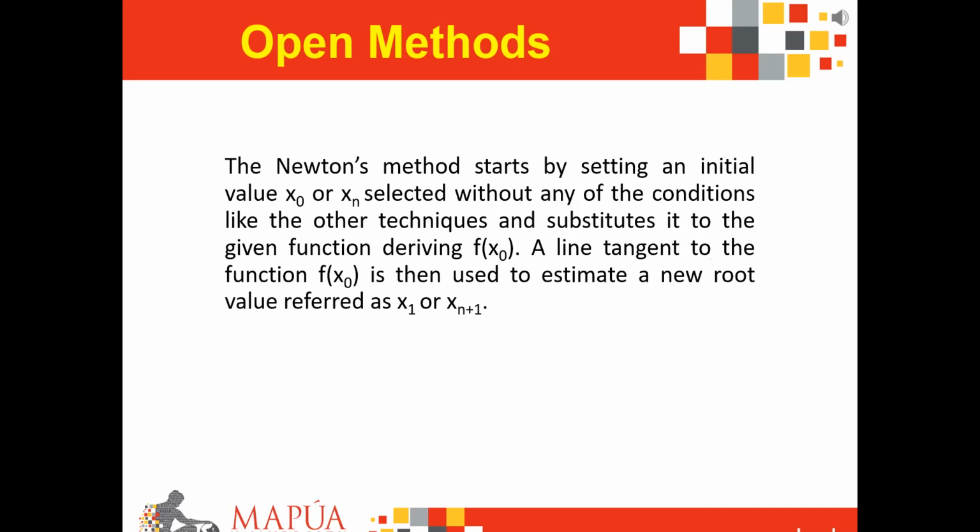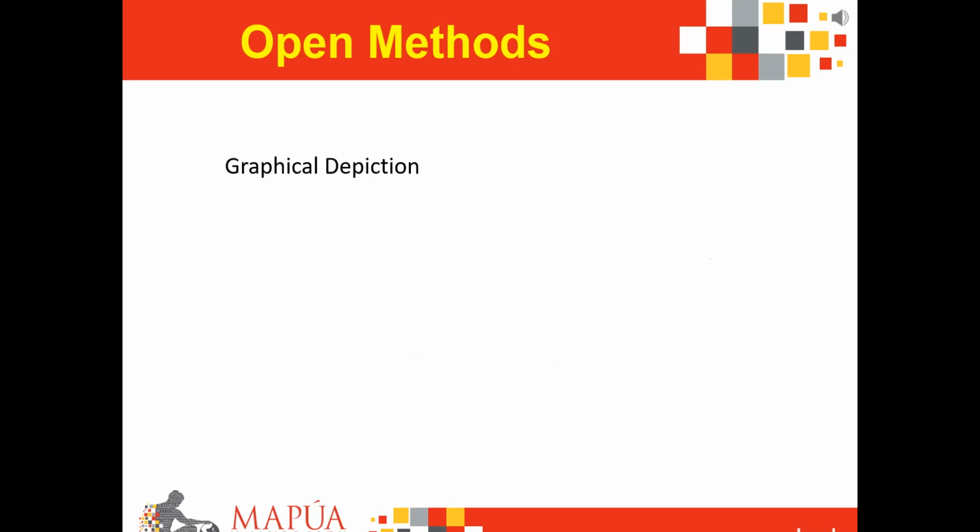Newton's method starts by setting an initial value x0 or xn, selected without any conditions, like the other open method techniques, and then substituting it into your given function, deriving the value f(x0). A line tangent to the function at f(x0) is then used to estimate a new root value, which is often referred to as x1 or xn plus 1. This is the graphical depiction of how the technique works.